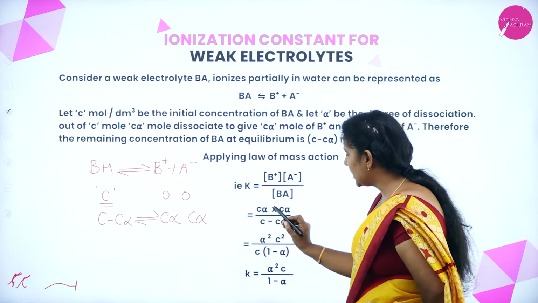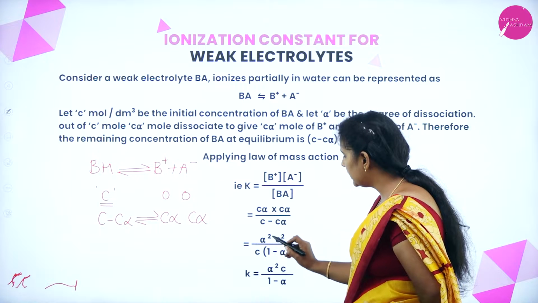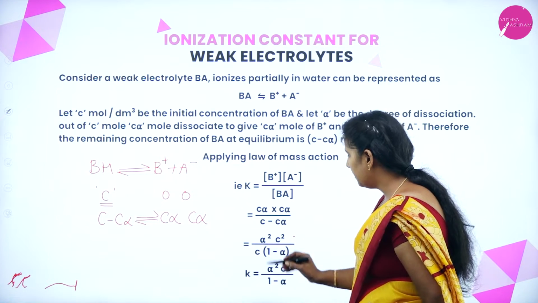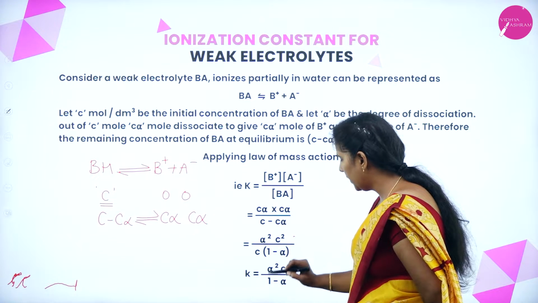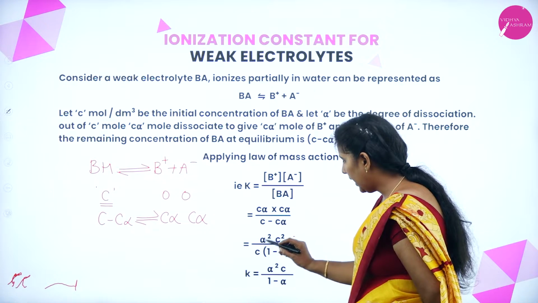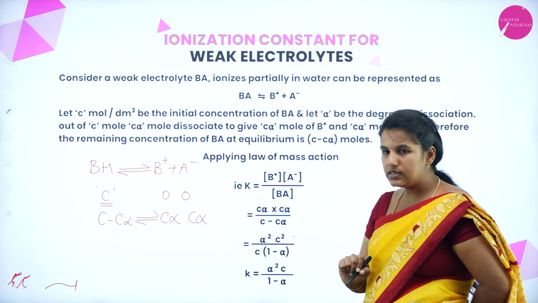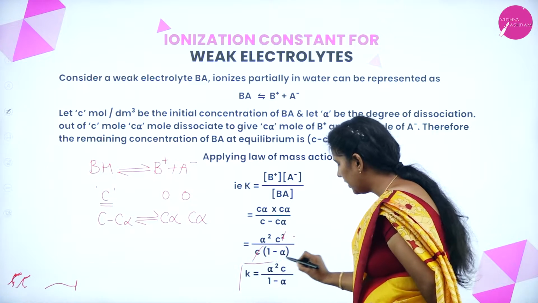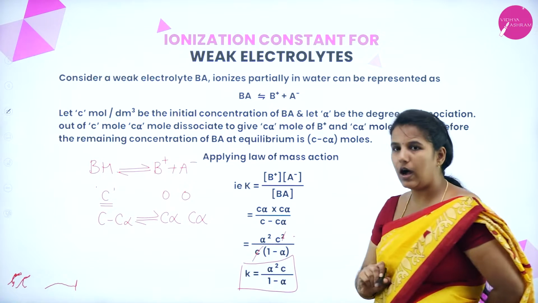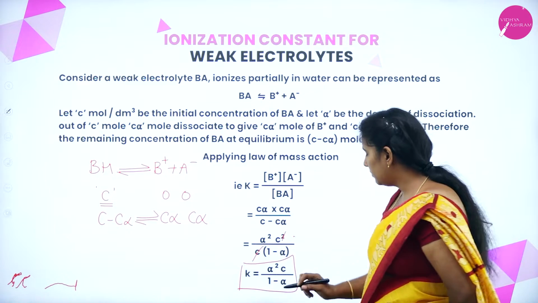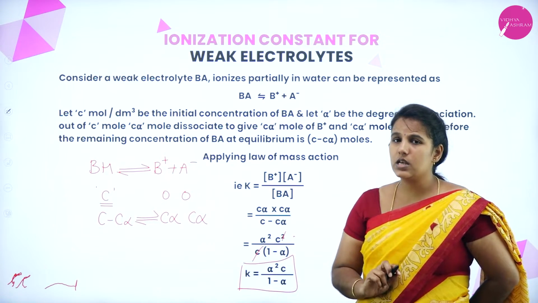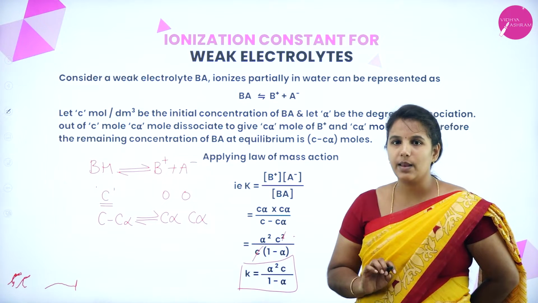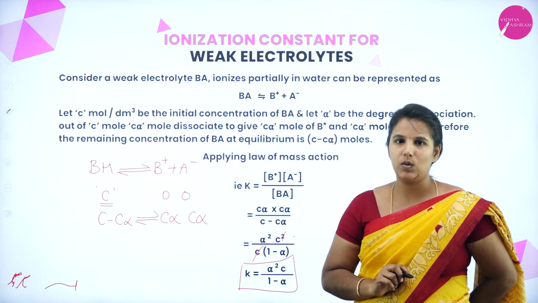And I can rewrite this equation as alpha into alpha, it is alpha square, C into C, it is C square. So, divided by C, I have taken C common and it comes outside, and I can rewrite this as 1 minus alpha. So, here 1C and 1C get cancelled out and give rise to K is equal to alpha square into C divided by 1 minus alpha. This is how the ionization constant for the weak electrolyte can be obtained with this equation.